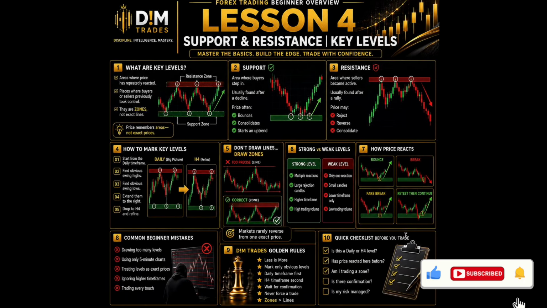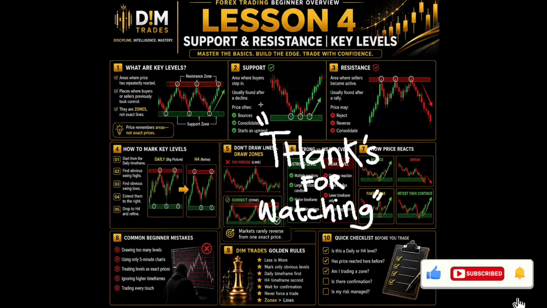Quick checklist before you trade. Is this a daily or H4 level? Has price reacted here before? Am I trading a zone? Is there a confirmation? Is my risk managed? So focus on the process at all times. Control your emotions. Consistency creates results. So this is how you build a structure in trading.